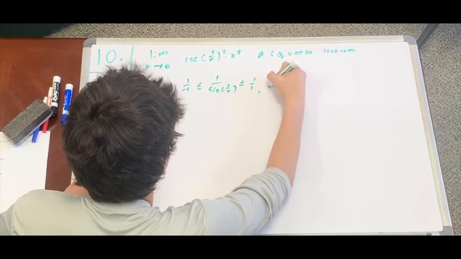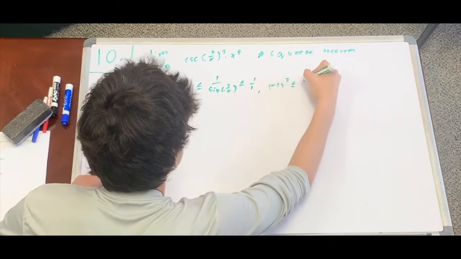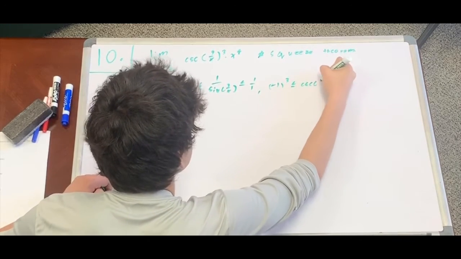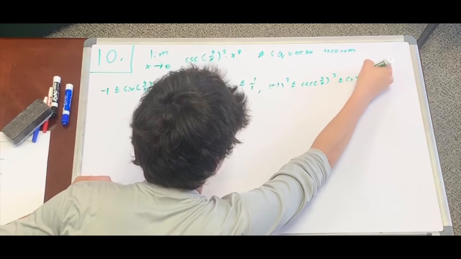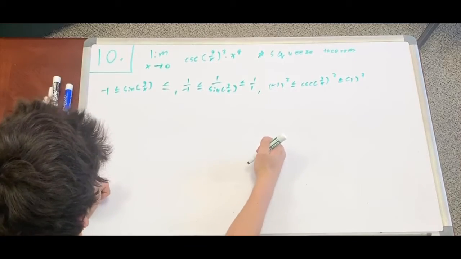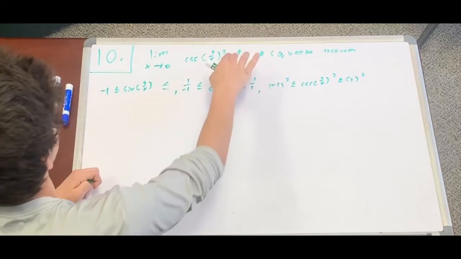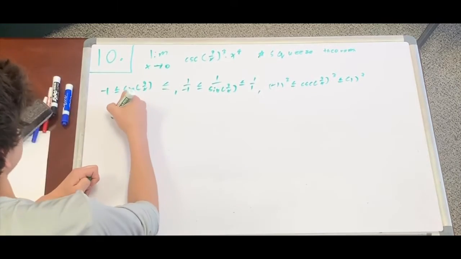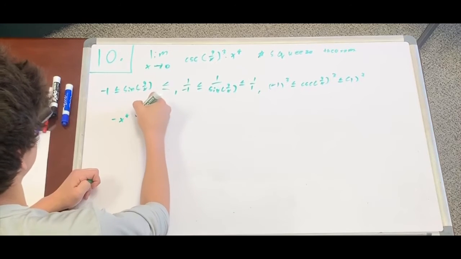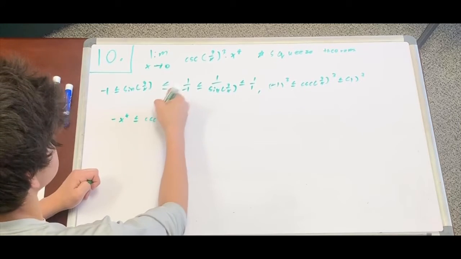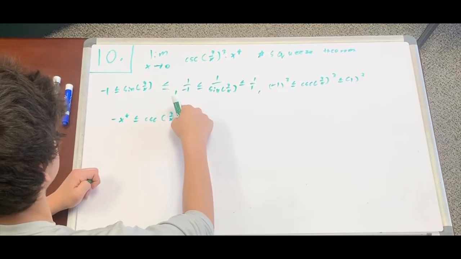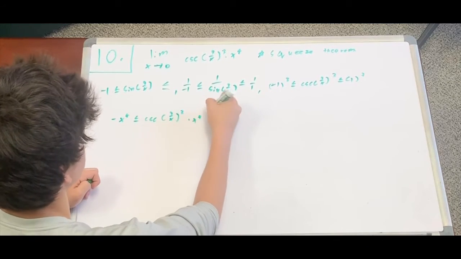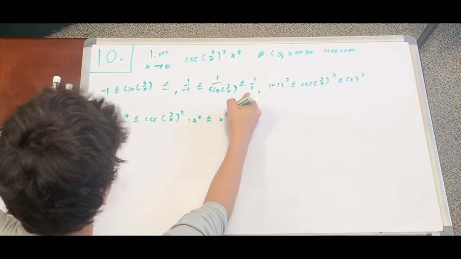So it would be -1 cubed to cosecant over x cubed to 1 cubed. Alright, and so now that that's done, we can just multiply everything by this polynomial function that's there. So it will be negative x to the fourth, in between cosecant over x, sorry, cubed, times x to the fourth, which is in between x to the fourth.